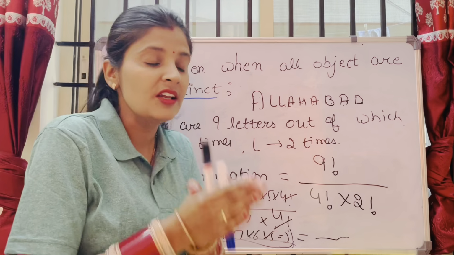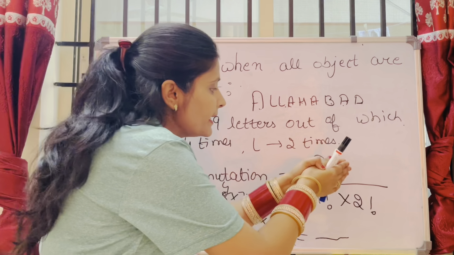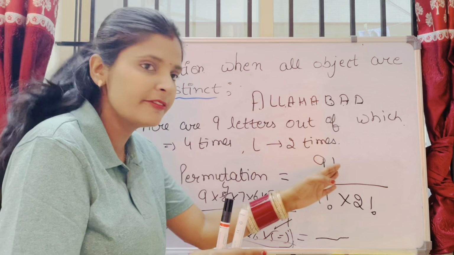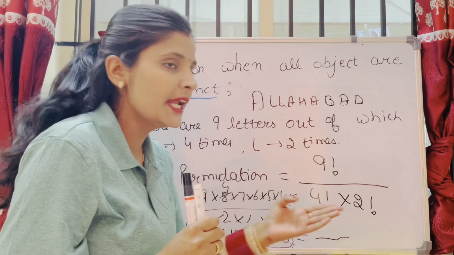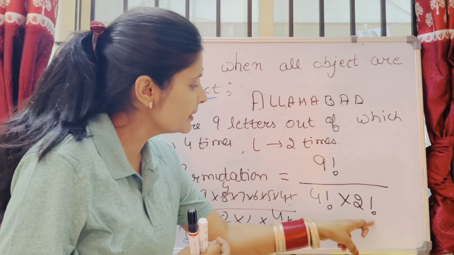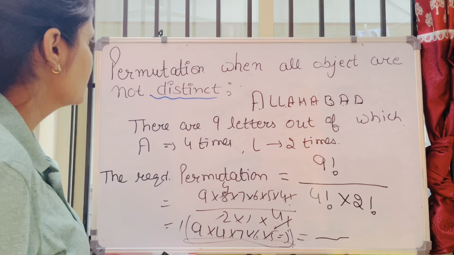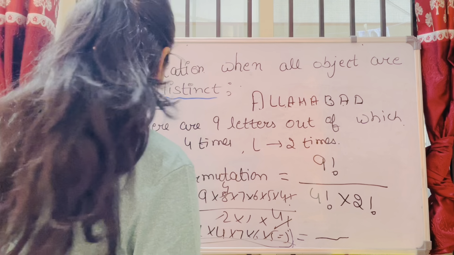So students, always keep in mind that in the numerator the total number of letters will come, that is n factorial, and in the denominator the repeated elements will be written. So this is our fourth theorem.